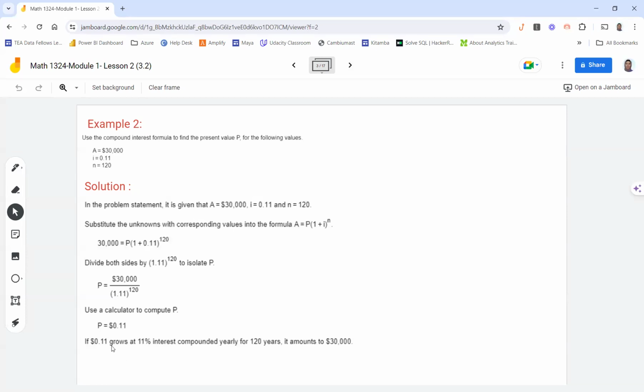So if you have 11 cents, and then somebody's offering you 11% interest compounded yearly for 120 years, it's going to be $30,000.